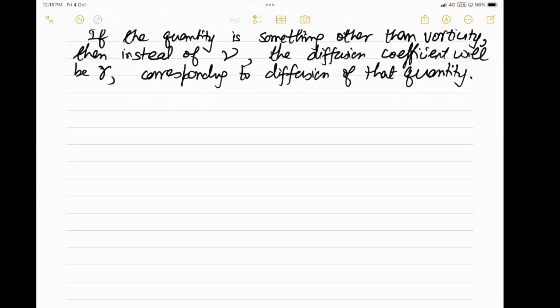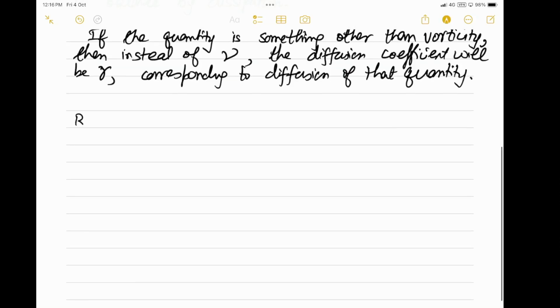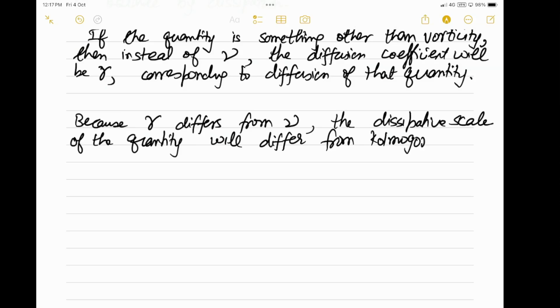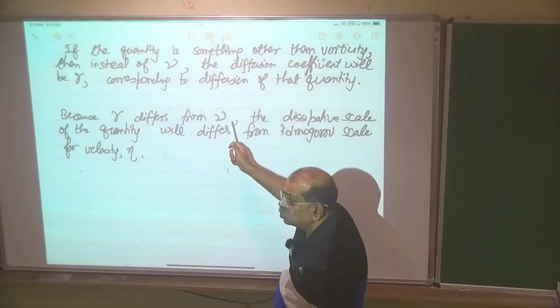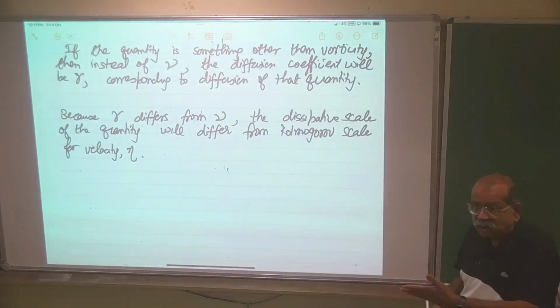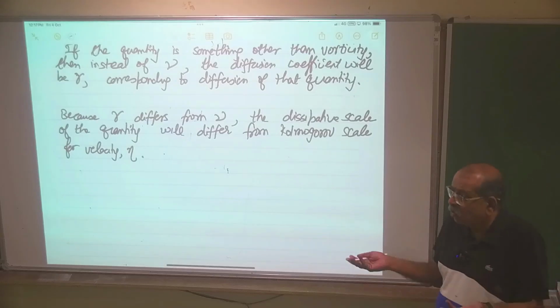So now one more thing will happen, because gamma differs from nu, the dissipative scale of the quantity will differ from the Kolmogorov scale for velocity. The length scale at which the dissipation takes place was a function of nu upon epsilon to the power 3/4. Now, instead of nu there is gamma. So, therefore, the dissipative length scale for that quantity, if gamma is not the same as nu or not of the same order, will be different.